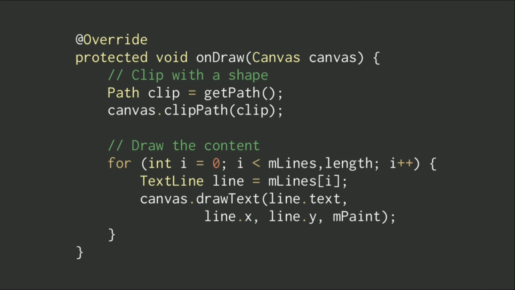And if you're curious on how to do a non-rectangular clipping and you want to clip your text with a heart, this is how you do it. So you get a canvas, you can call clipPath. There are other methods that you can use, like clipRect, with different parameters, so you can do those fancy shapes. And then you just draw your content, and we'll do the right thing for you.